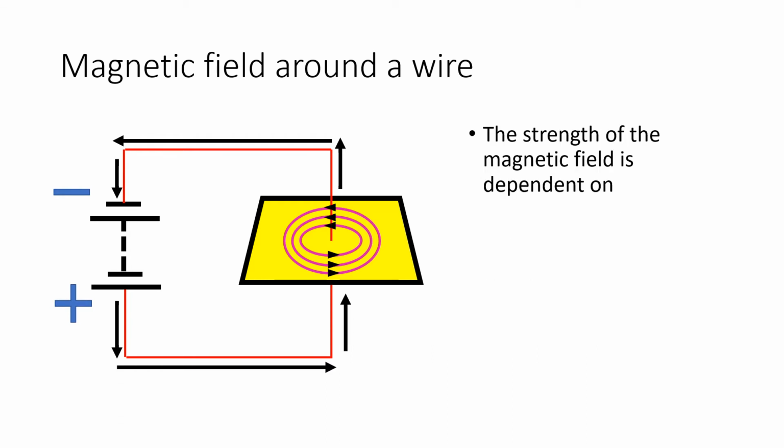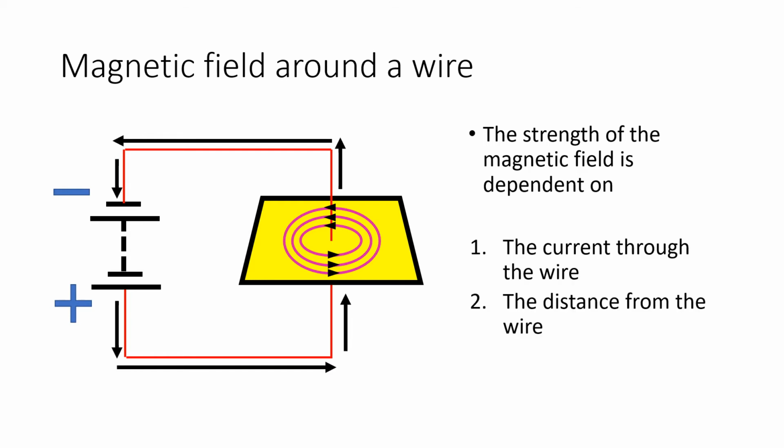The strength of the magnetic field is dependent on two things. It's dependent on the current that's actually flowing through the wire, because if we increase the current, we can increase the strength of the magnetic field. But we also have the distance from the wire, so how far the object is from the wire also has an impact in the same way that we talk about the distance from any magnet. The further you are from the magnet, the lower the strength of the magnetic field.